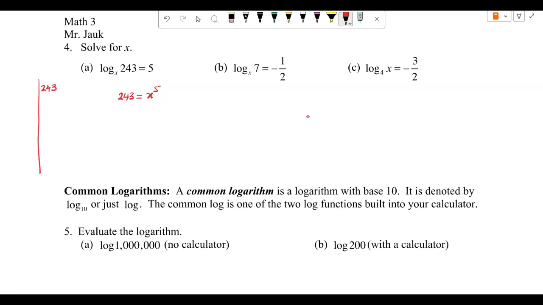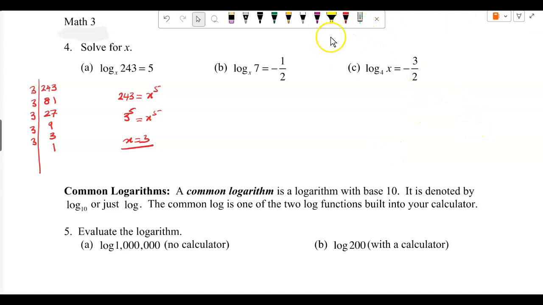So if you don't know, you go: 3 8s are 24, 3 1s are 3, 3 2s are 6, 3 7s are 21, 3 9s are 27, 3 3s are 9, 3 1s are 3. So 3 raised to 5 is equal to x raised to 5. So what is the value of x?